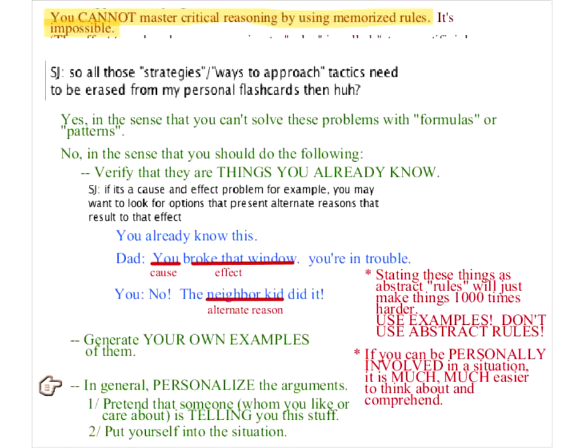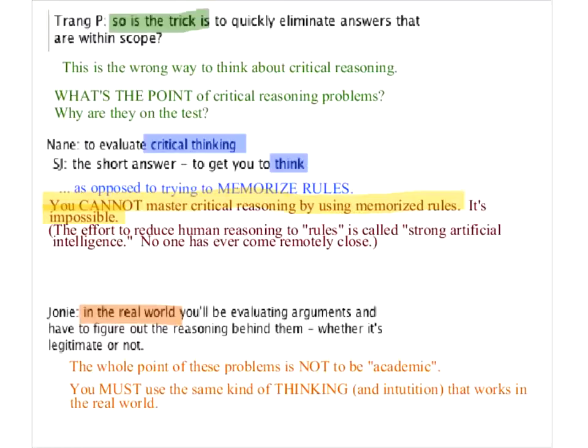Because if you think about it, the one thing that differs between personally involved situations and personally detached situations is that you use rules only when you don't care. If you care about a situation, you use your intuition, and if you don't, you use rules. So rules will not only not work, but they will also prevent you from thinking in the way that you have to think. It's a very dangerous and risky kind of thing. So, no rules. They're not academic. It's real-world thinking. It really is kind of like, oh, the neighbor kid broke the window and I didn't.